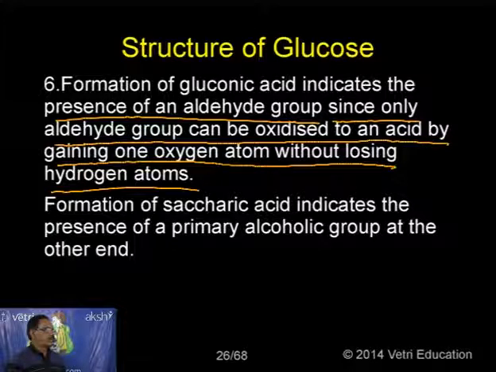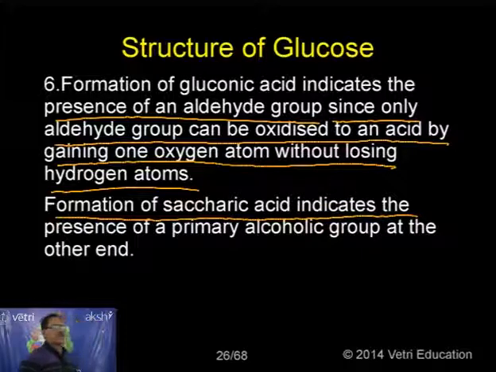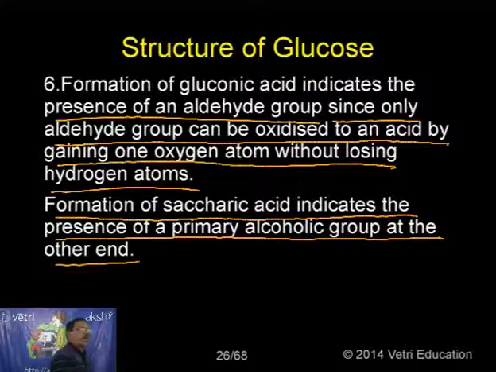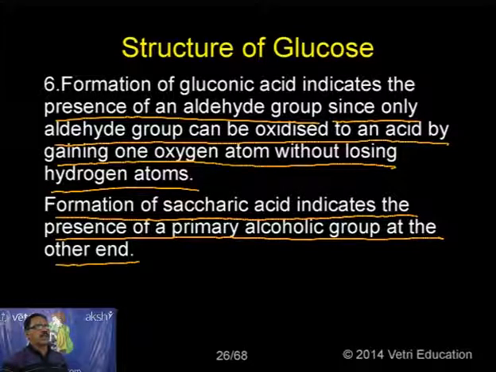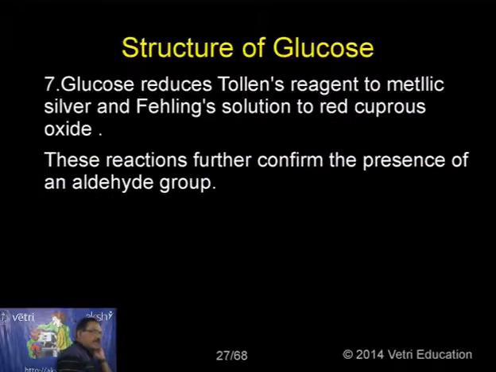Kindly follow. Formation of saccharic acid, that is a dicarboxylic acid with 2 COOH groups, indicates the presence of a primary alcoholic group at the other end. At the bottom, there is a primary alcohol. Only if there is a primary alcoholic group is this possible. So these are the two pieces of information we are getting from step 6. Step 7.